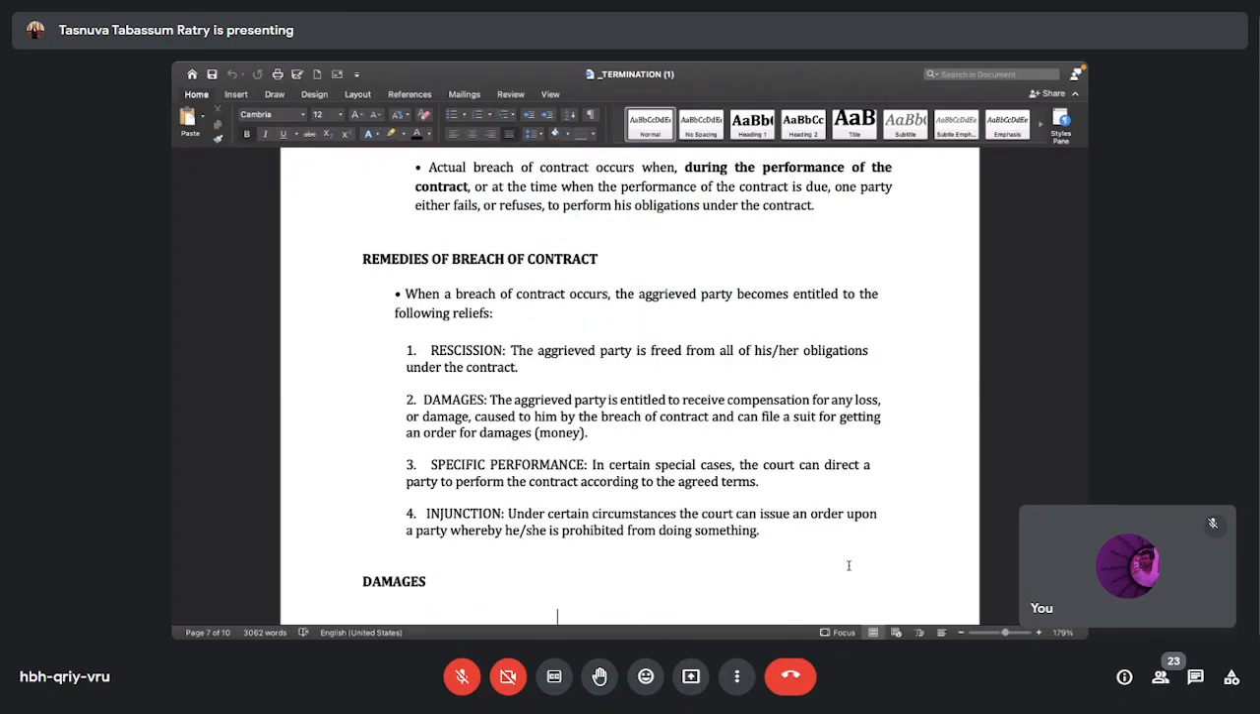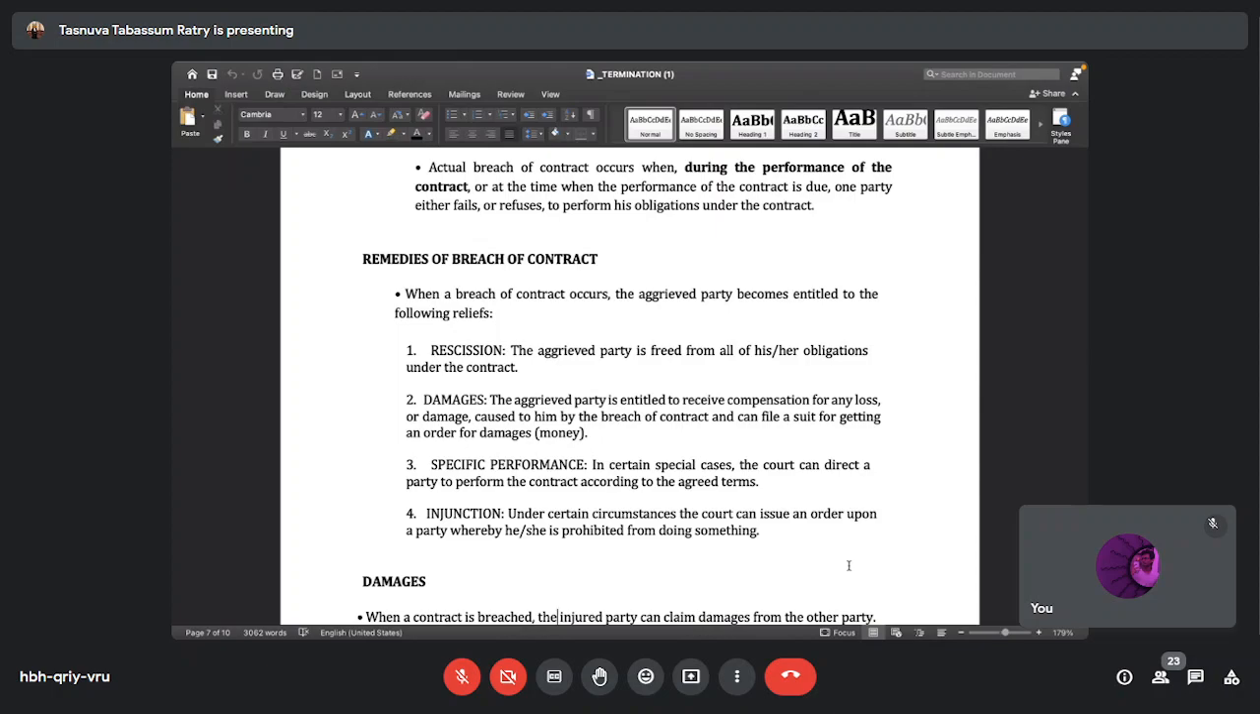So we've seen that in both the cases of actual breach and anticipatory breach, the parties are entitled to receive remedies. There can be different types of remedies, reliefs that you can avail because of the breach. However, our syllabus will be discussing only four types.